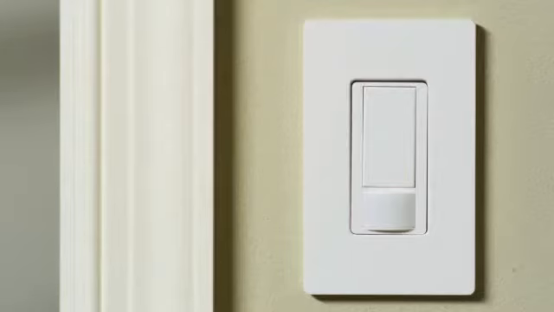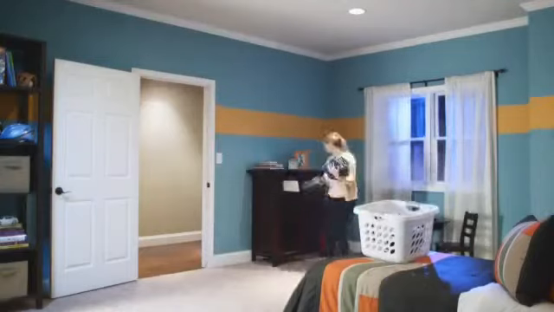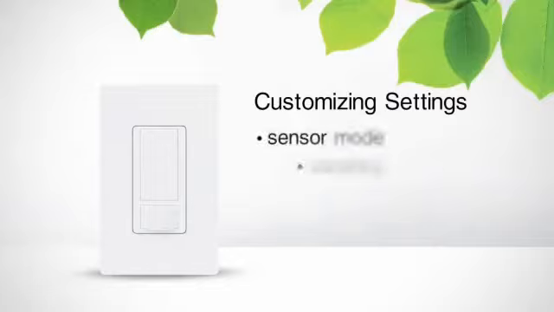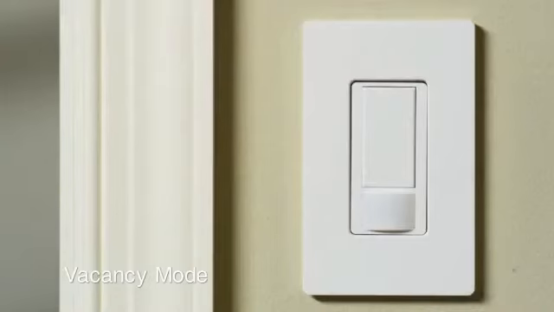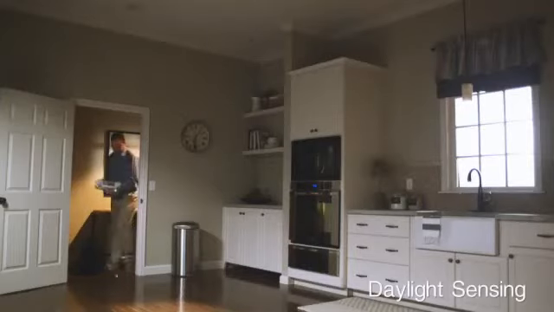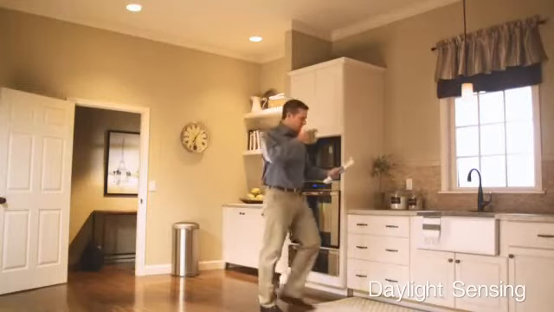Your sensor's default setting is occupancy mode, which means the sensor will turn the lights on when you enter a room and off when you leave. You can also change the sensor to vacancy mode or daylight sensing mode. In vacancy mode, you will need to press the main button to turn the lights on when you enter the room. In daylight sensing mode, the sensor will turn the lights on when you enter the room only if the natural light in the room is low.